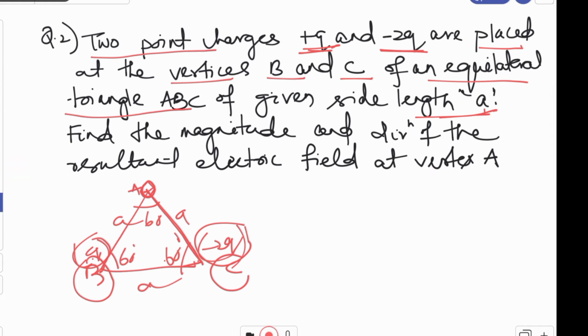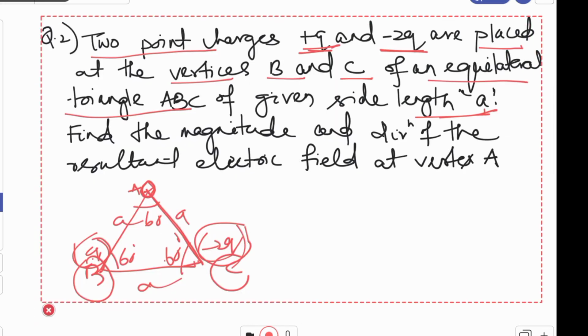Let me clear the board. I think you people have noted down the question, so please note it down. Now I am clearing the board to do the solution, children.